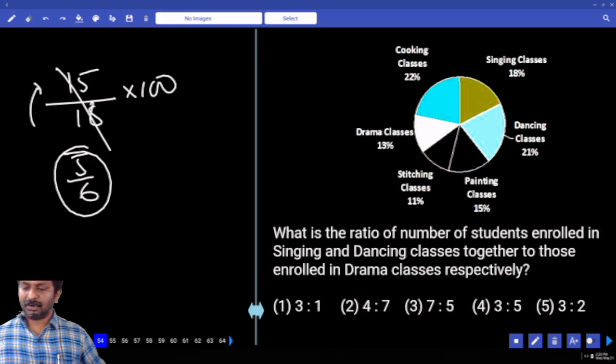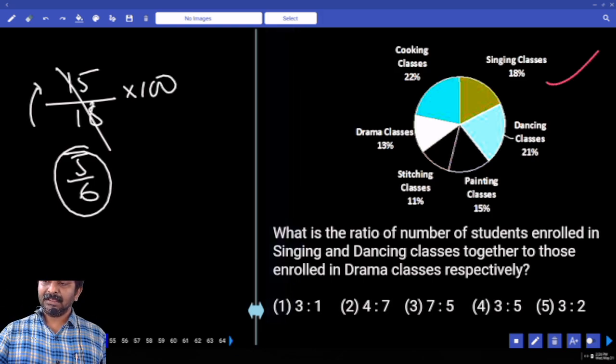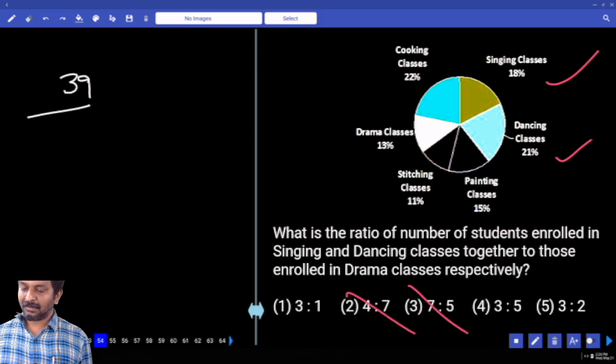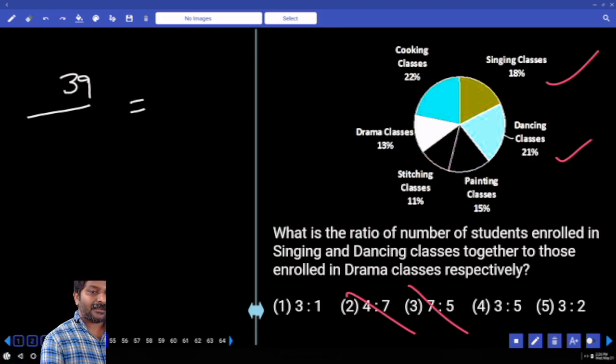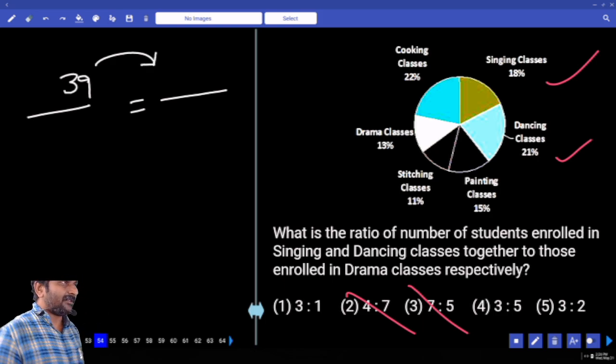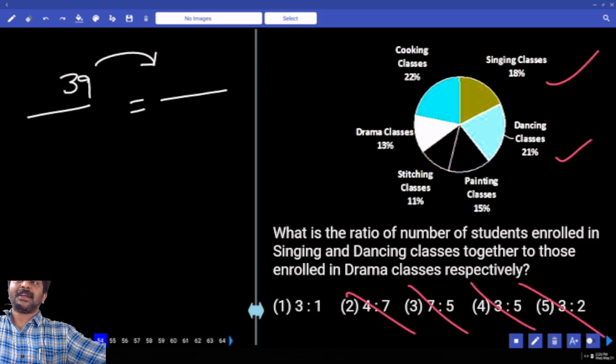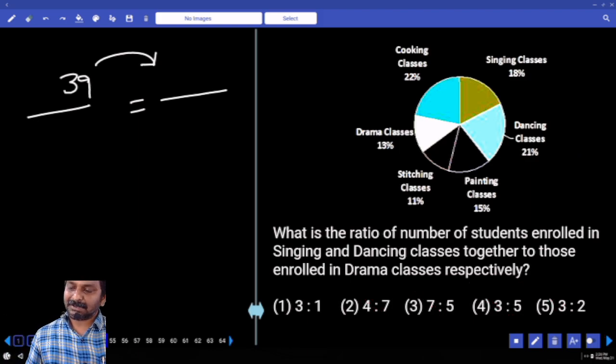What is the ratio of number of students enrolled in singing and dancing classes together? Singing, dancing together, both together. 39. Final answer, it has to be a factor of 39, right? 4 is in the second option, first number is 4. Is 4 a factor of 39? Third option, is 7 a factor of 39? So I am eliminating those two. Like that, if you can eliminate 4 options, you are done. చేయలేం కాబట్టి ఇప్పుడు కంపల్సరీ చేయాల్సిందే.